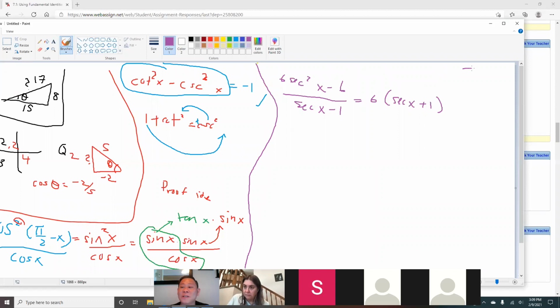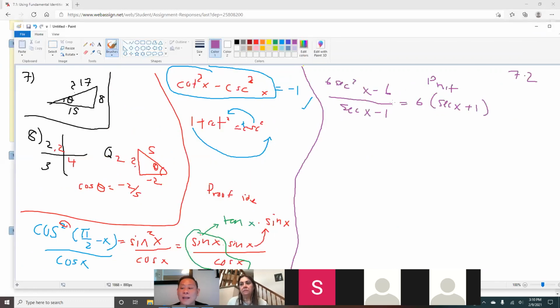Okay, so this is actually 7.2 homework. What happens in 7.1 and 7.2, they are very similar. The only thing in 7.2 is you have to prove it. In 7.1, you just need to pick the answer. And the answer is this. So how do you prove this? How do you prove this is equal to that?